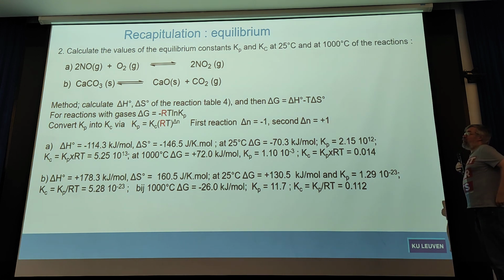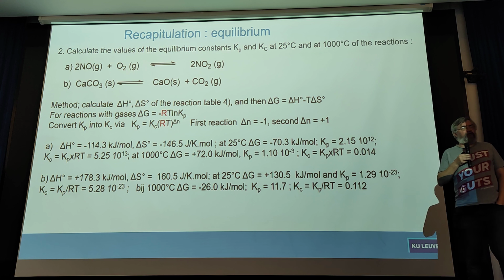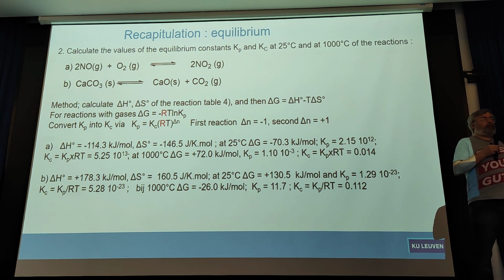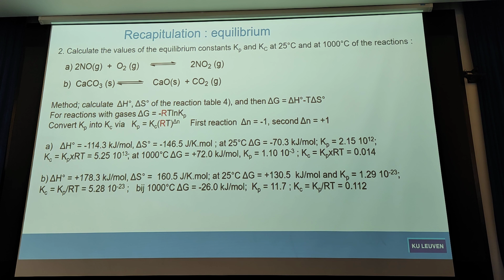So here it is asked to calculate the value of the equilibrium constant of two different reactions, and we want both Kp and Kc. It's at 25 degrees and at 1000 degrees Celsius. The two reactions are NO being oxidized by dioxygen to NO2, and the second one is the decomposition of calcium carbonate, a reaction we have encountered already a lot of times. Calcium oxide and CO2 are formed.